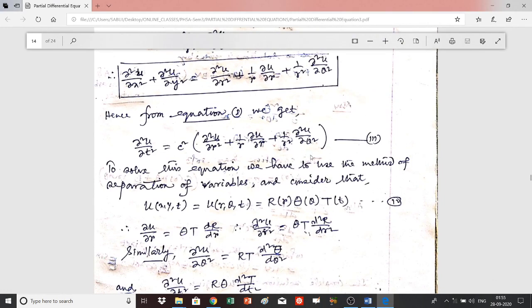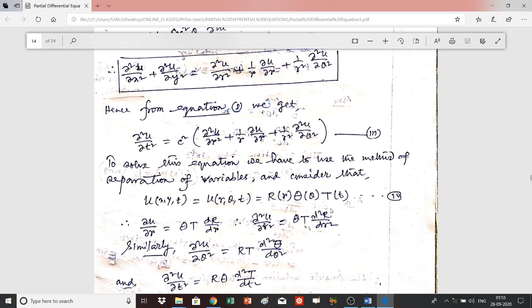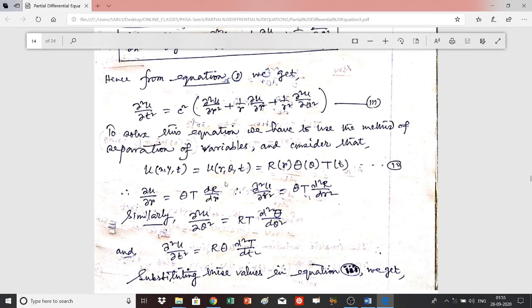To solve this equation, you will use the separation of variables method, and we are not going through all the things in detail. You can write u(x,y,t) converted into u(r,theta,t), equal to this. Now just differentiate this with respect to r first, and then differentiate once again with respect to r, so you will get this, and the value of d2u/d theta square will be this, and d2u/dt square is equal to this.